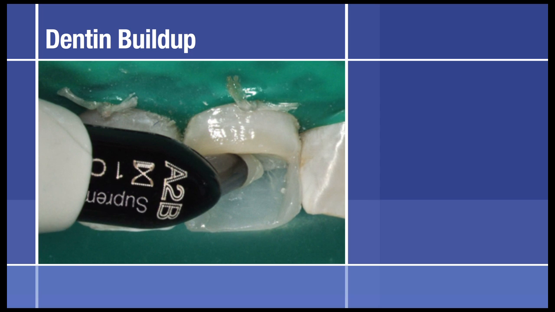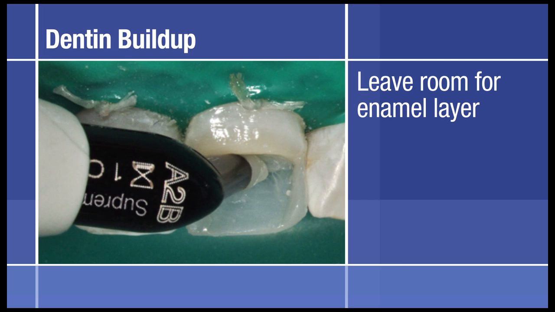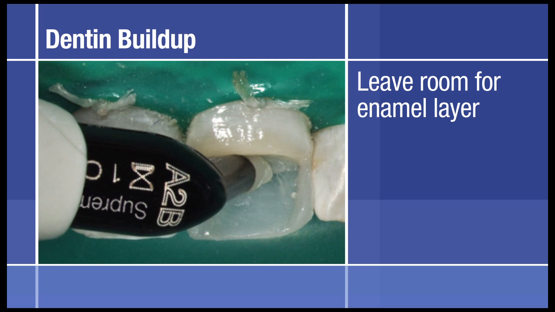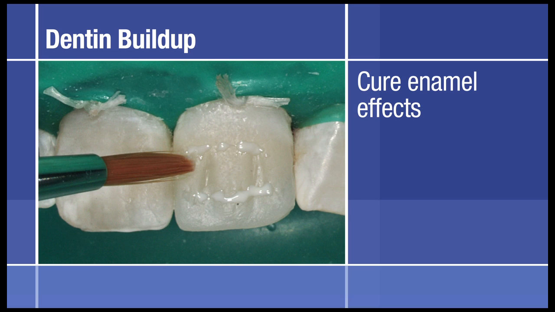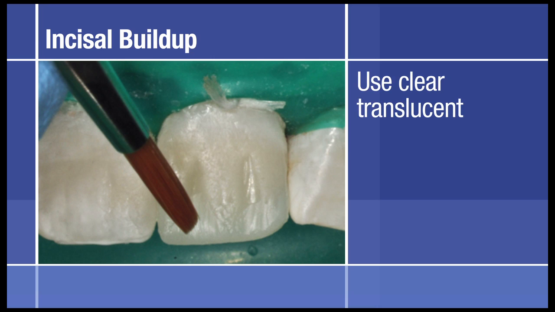We want to make sure that we leave enough room for the surface layer, the enamel surface, which would be between 0.5 millimeter and 1 millimeter at least, that we want to keep for that surface layer. Cover the bevel partially. Make sure you do not carry this layer all the way to the incisal. Cure those white enamel effects, and then it's time to do the incisal buildup with the highly translucent material. Let's go with the clear translucent as we did for tooth number 8 here, making sure again that this layer of clear translucent does not go all the way to the surface of the restoration.